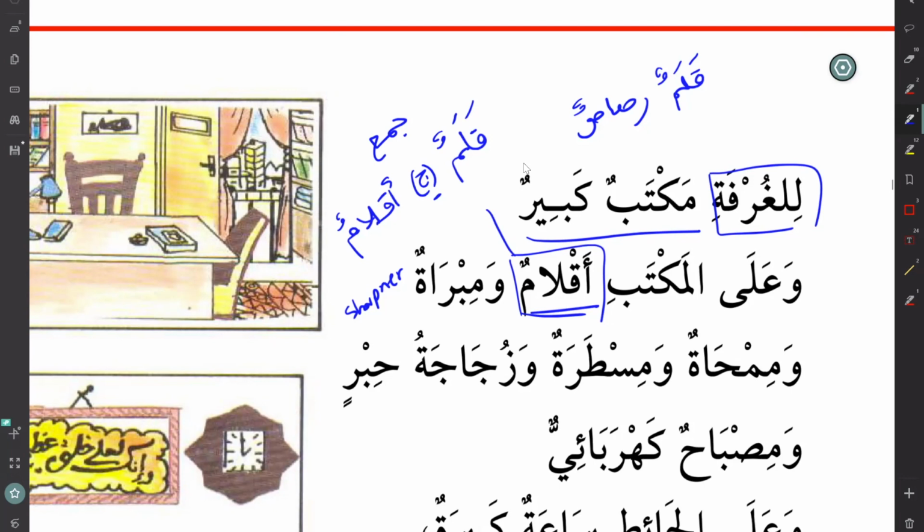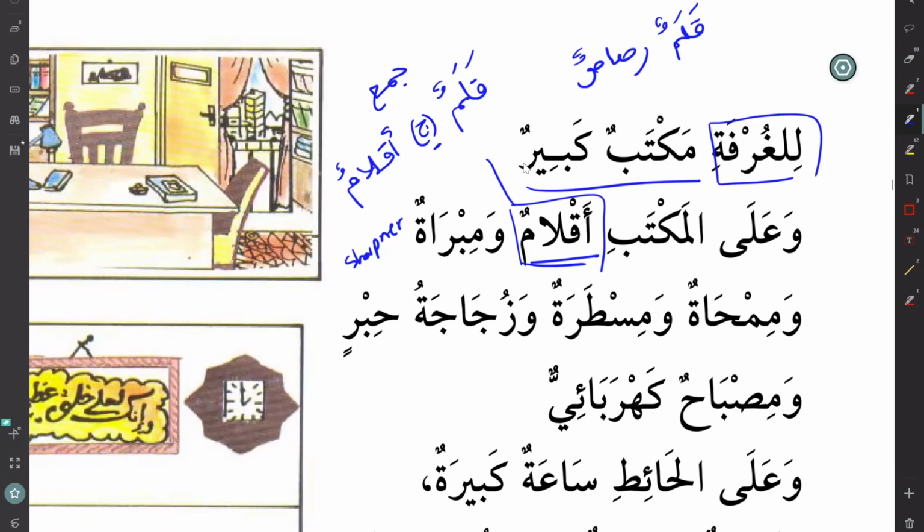Now we have wa mimhatun. Mimha is eraser. And wa mistaratun. Mistara, we had this word before. I think mimha, we also had it before. Mistara means ruler. Wa zujaja. Zujaja can have two meanings. It can be a glass, like a water glass, and it can also mean bottle.